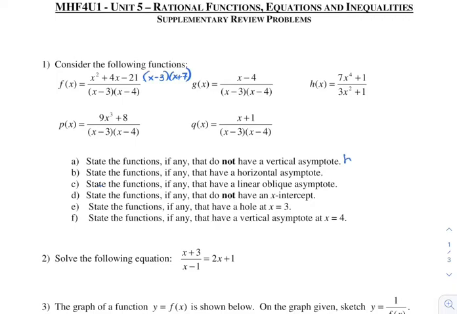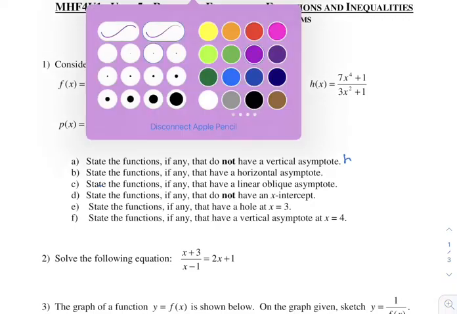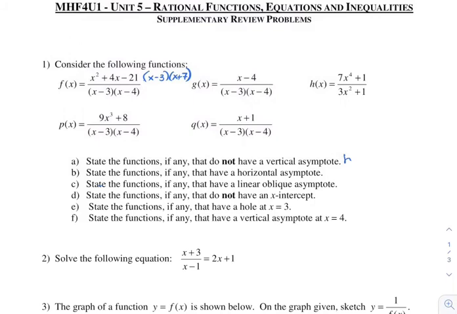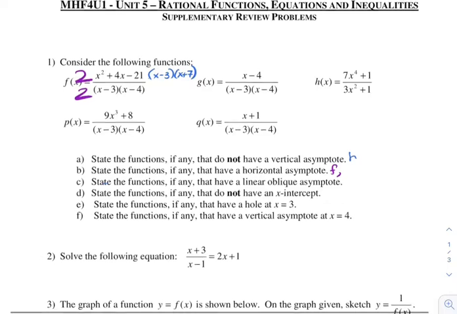Next one, state the functions, if any, that have a horizontal asymptote. So remember, a horizontal asymptote happens when the degrees of the numerator and denominator are the same, or if the denominator's degree is higher. So I'm just going to write out the degrees. Degree of the first one is 2 over 2. So that's the same, so that would have a horizontal asymptote. So f would be part of that group.